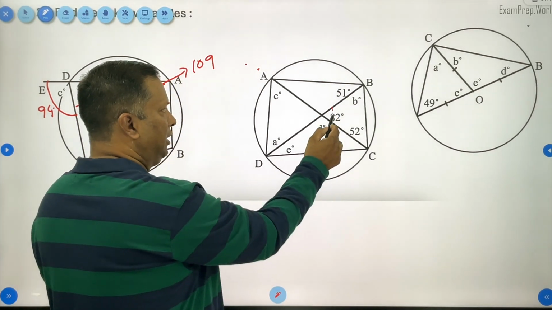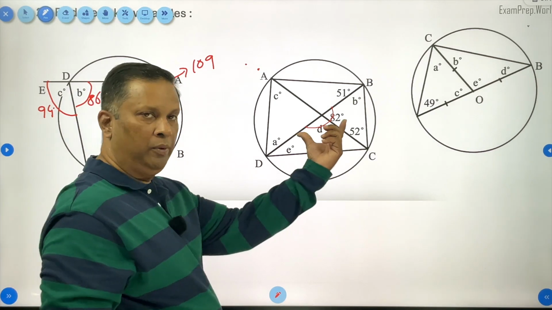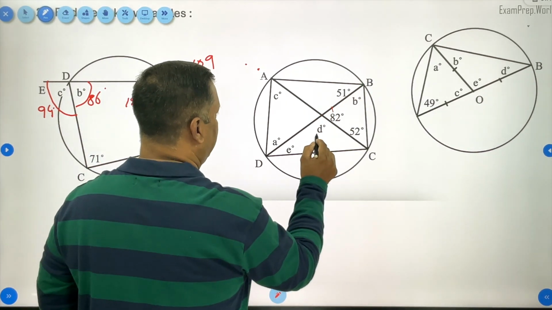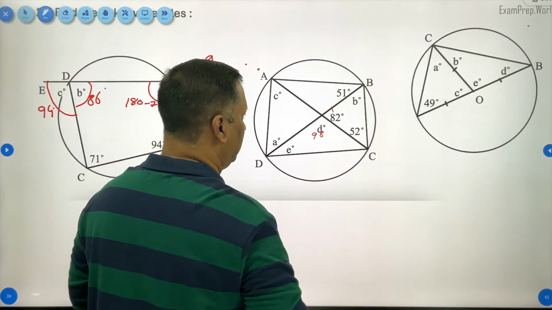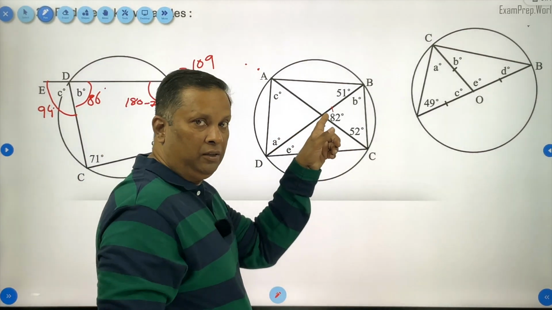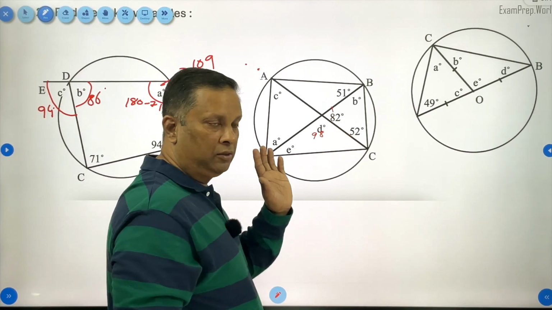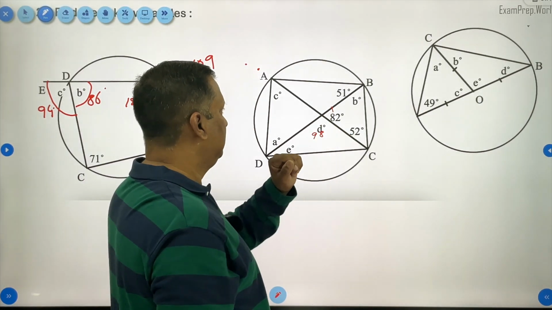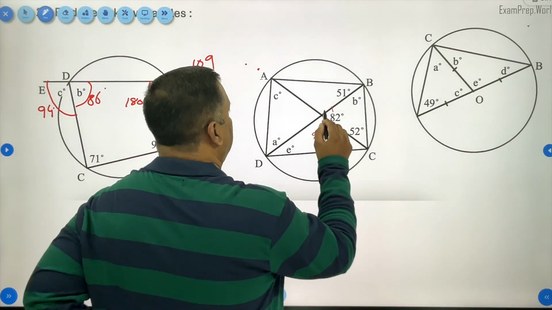See, this is a straight line, right? It should be 180. 82 is already here. So what should be the D? It should be 98. Right? And if D is 98, mind this is not a center. So don't consider this point as center. This is 98. Okay. Now opposite angle will also be 98.